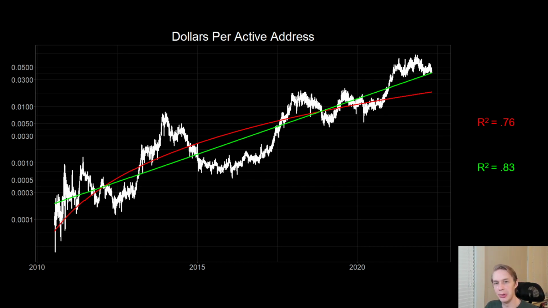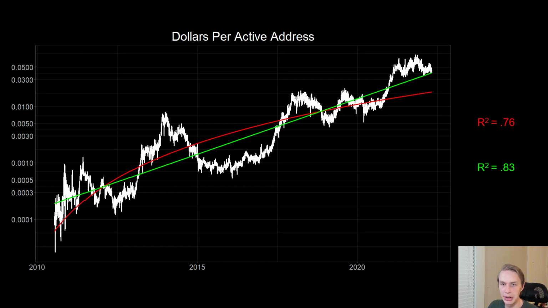And we also know that the number of dollars being ascribed to each active address is increasing over time as well. And one of the things that's interesting about this is that we can now take these two regression lines and get a different way of potentially assessing fair value.